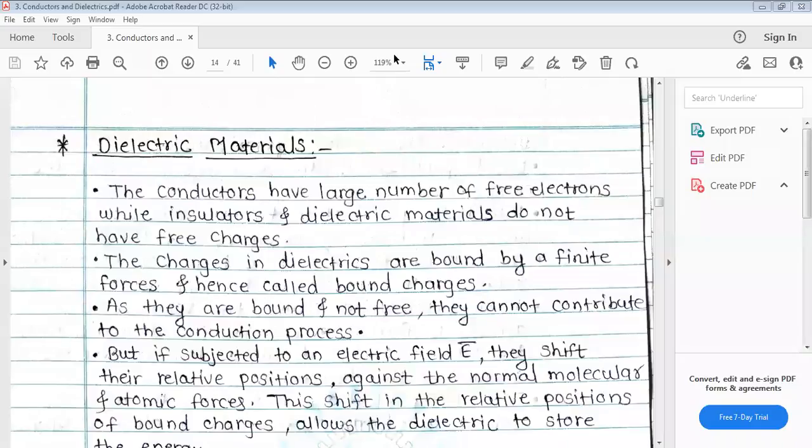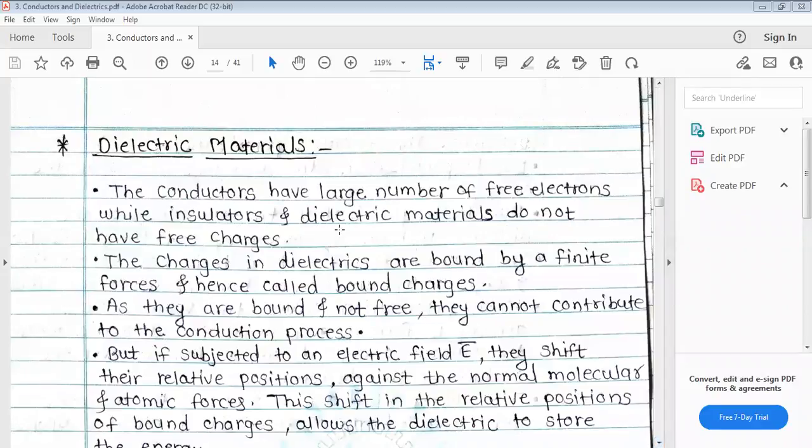Okay. So some students have joined. So we'll start with the new point today. So the screen is visible. Yes, yes, ma'am.